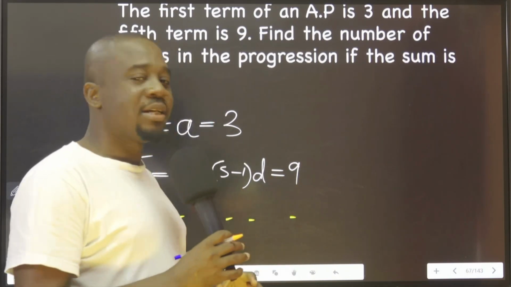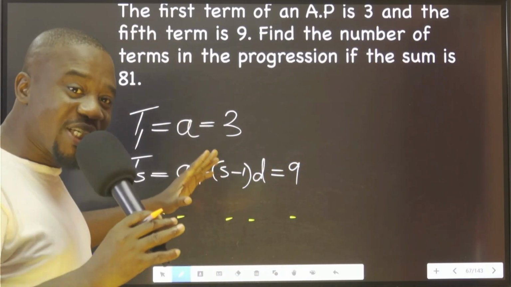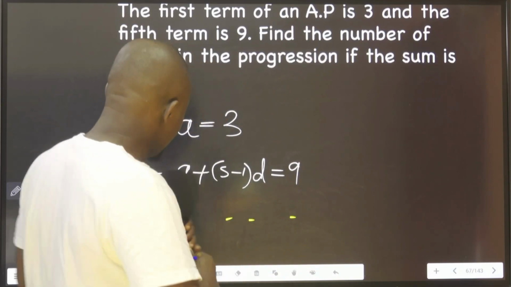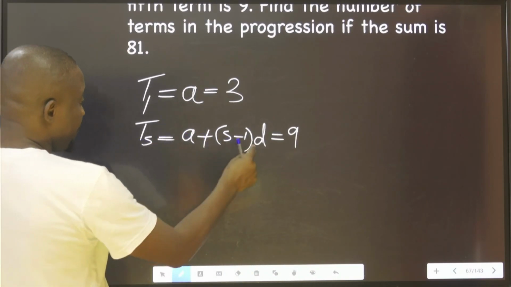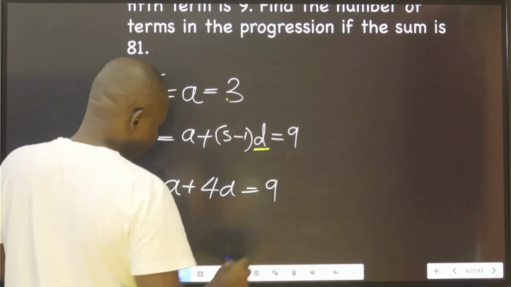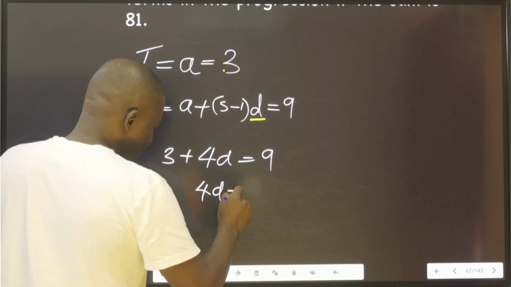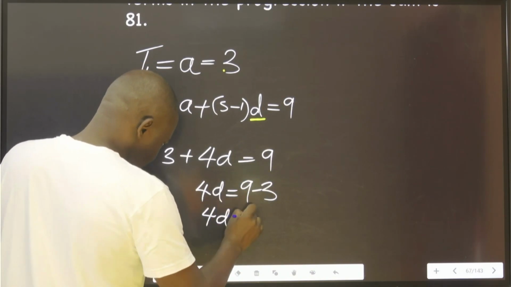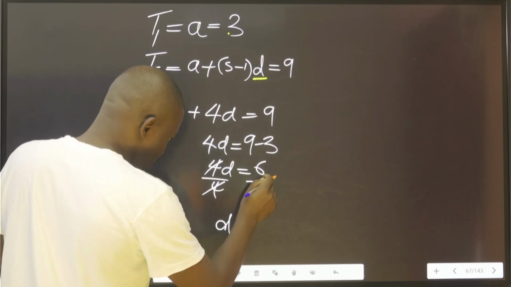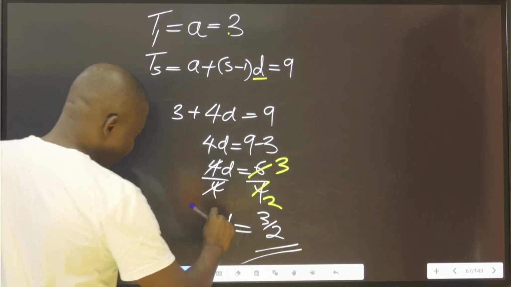You have n terms. When you add them together, you have 81. So the question is asking you to find n from the sum equation. The first thing we need to do is find D, because we know A. From here, we know that 4D equals 9. We know A to be 3, so 4D is equal to 9 minus 3. 4D equals 6. Divide both sides by 4. You agree with me that D is equal to 6 over 4, which is 3 over 2.